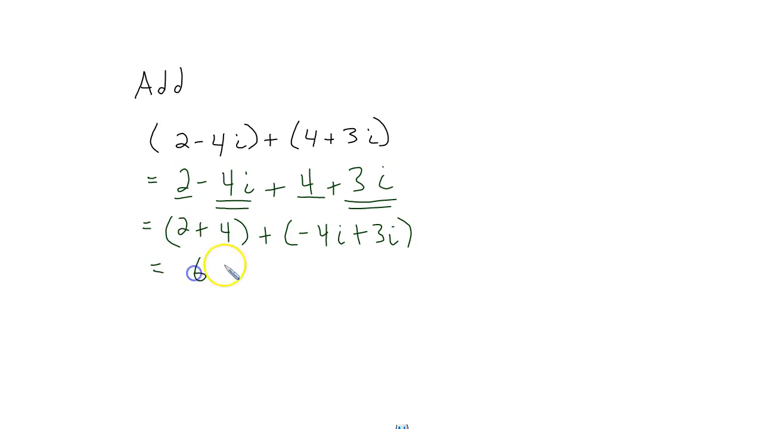2 plus 4 is 6. Negative 4i plus 3i is negative 1i, and we don't write a 1 in front of a variable. It's understood to be there. We just write negative i. And we can make this look even a little bit better by saying 6 minus i. And we've added those two complex numbers together.